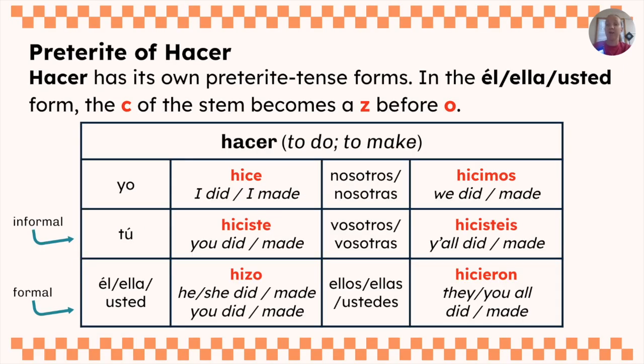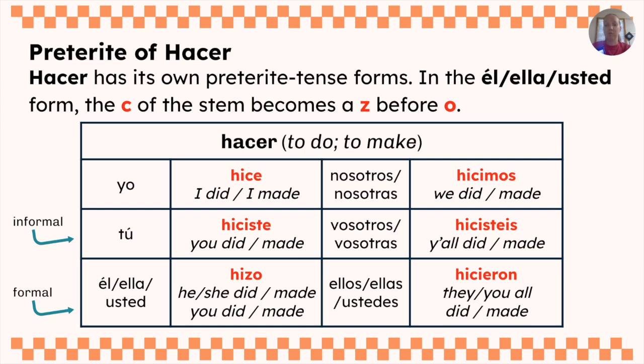Now we're going to move on and talk about the preterite of the verb hacer. Hacer has its own preterite tense forms. In the él, ella, usted form, the C of the stem becomes a Z before the O. So there's a slight spelling change only in the él, ella, usted form. So remember, hacer is a verb that means to do or to make.